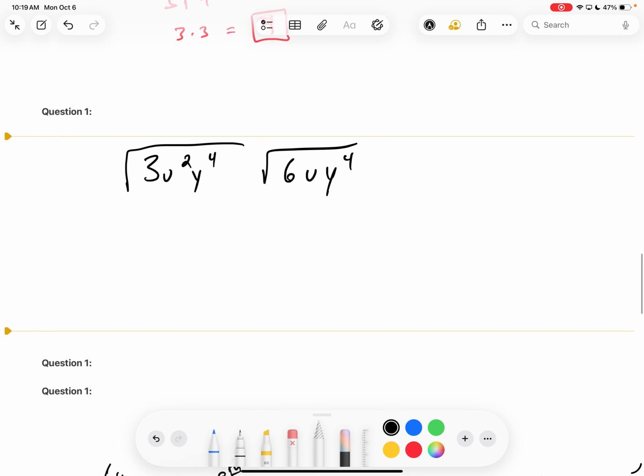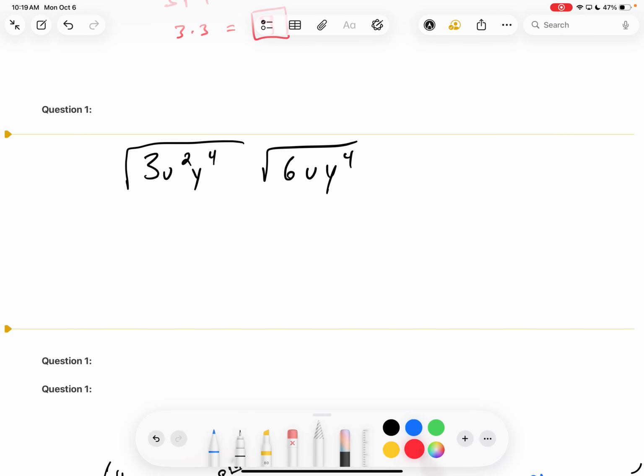All right, on this one, you do want to go ahead and just multiply these first. These aren't big numbers to work with. So 3 times 6 is 18. You got 2 U's on the left, 1 on the right, which ends up being 3. 4 Y's on the left, 4 Y's on the right. That ends up being 8.